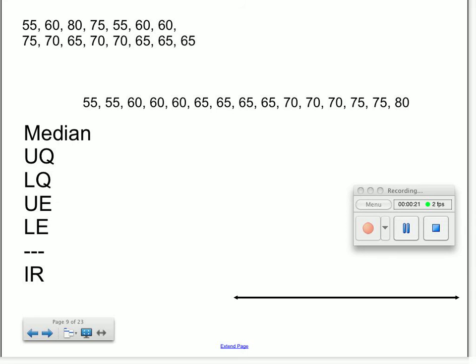So if you want to go ahead, write these down. A lot of kids are just writing them somewhere in a white space outside the actual box, just because there's not a lot of room anymore. So if you want to go ahead and write these numbers out. Again, these are now in order from least to greatest.